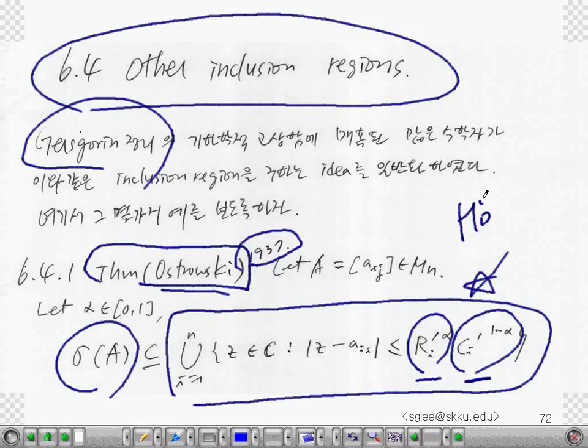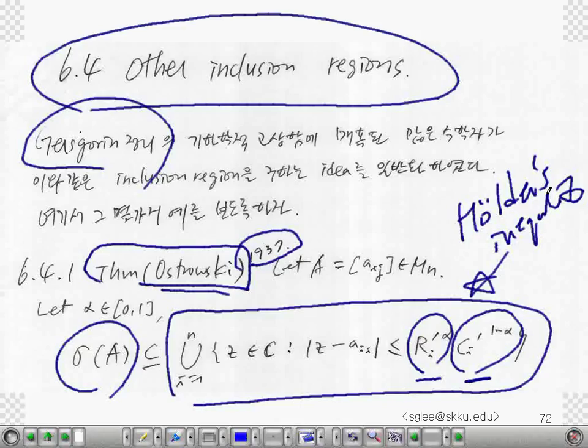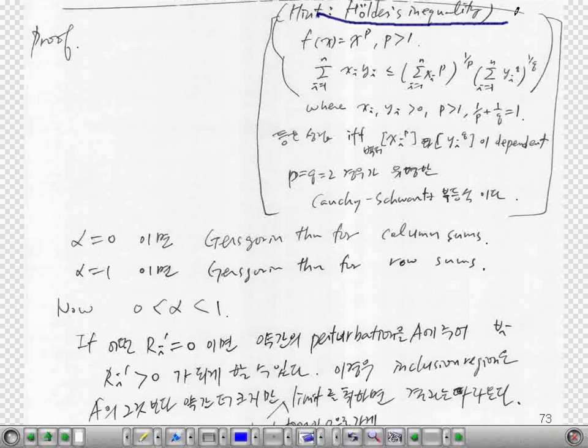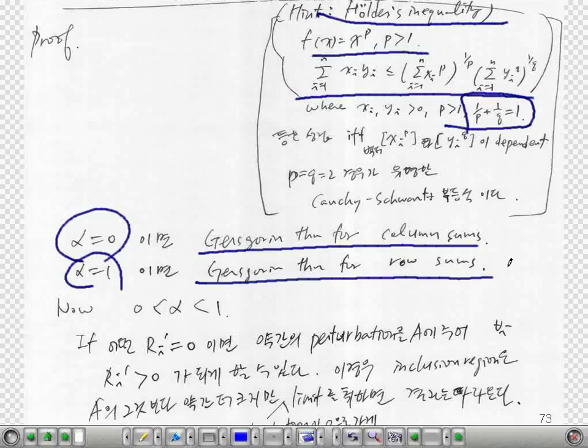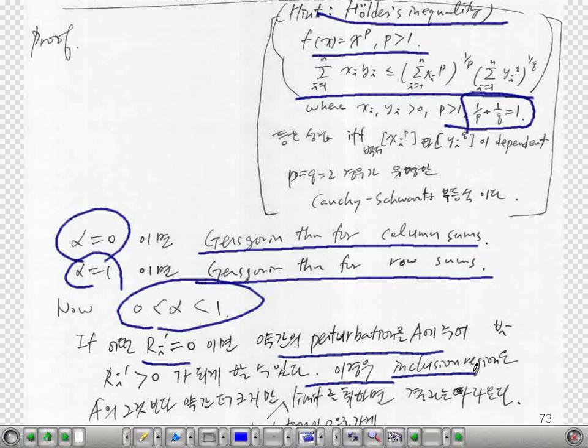This comes from Hölder's inequality. It's a very simple idea. It worked for the row sums, and it also worked for the column sums. You can make a shift from one to the other. Okay? As you see, the whole Hölder's inequality is like this. For the discrete version, this is the condition for that. Okay? Here, if alpha is equal to 0, then it's the Gershgorin region for the column sums. If alpha is 1, it's the Gershgorin theorem for the row sums. Let alpha be between 0 and 1, then we give some perturbation to make the inclusion.